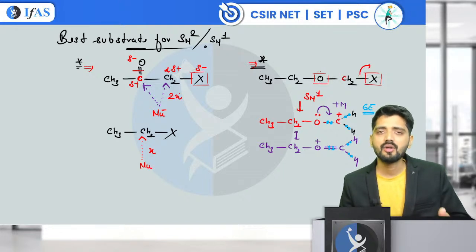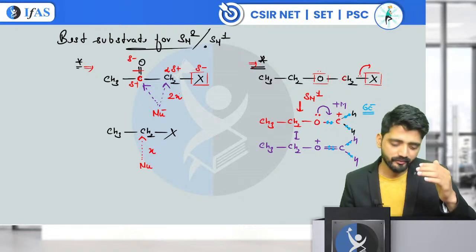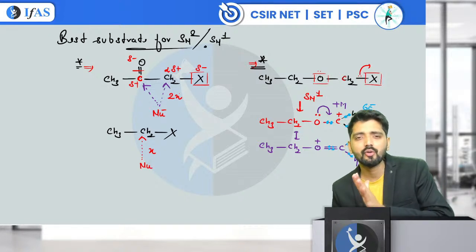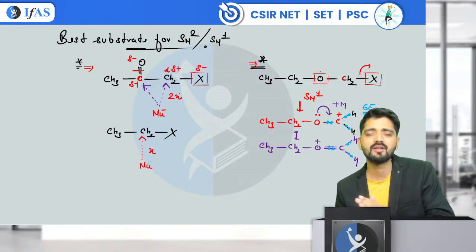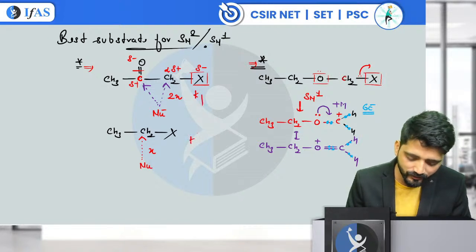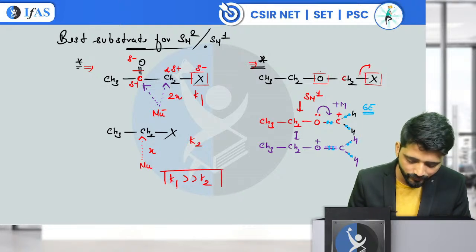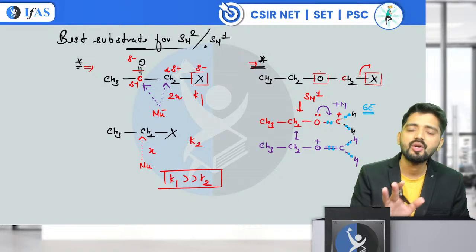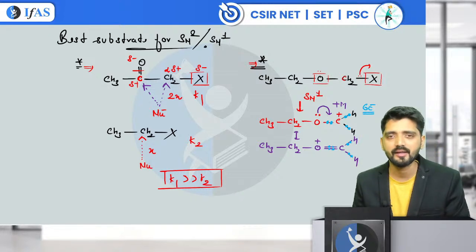That's the reason in the first scenario, where the alpha position to a carbonyl has a leaving group, the rate will be the fastest. If I say the rate here is K1 and the other has a rate K2, of course the K1 rate will be very high as compared to K2. So this is a very simple approach to understand why the rate in the first scenario is high.